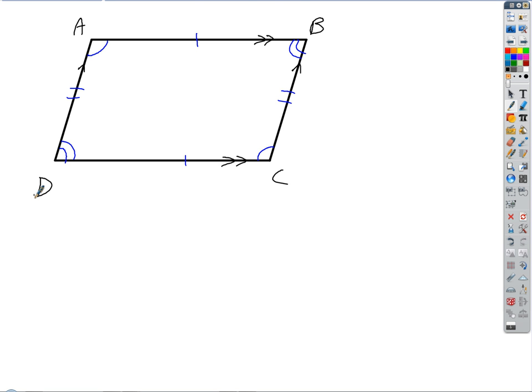Any suggestions? Just take a guess. You probably don't know, but does anyone want to suggest something that looks like maybe it's true? Angle D and angle C are supplementary. Okay, yeah, that's true. So we also know that consecutive angles in a parallelogram are always supplementary. That's always true. So if I walk around the outside and I hit any two angles in order, they're guaranteed to be supplementary.